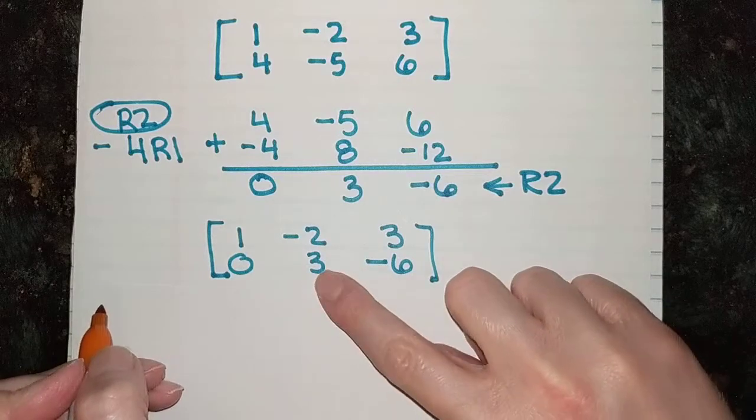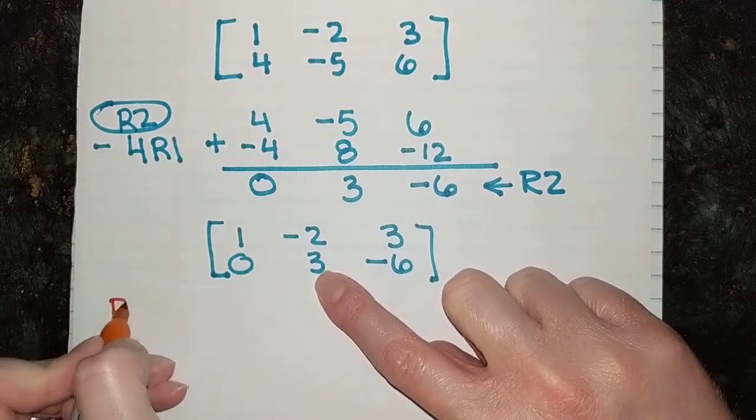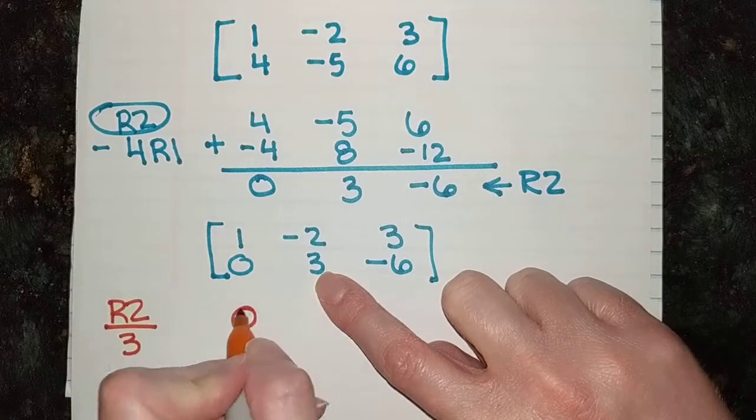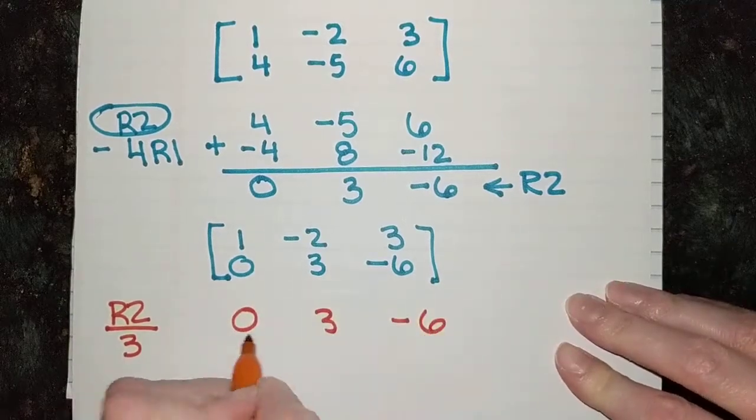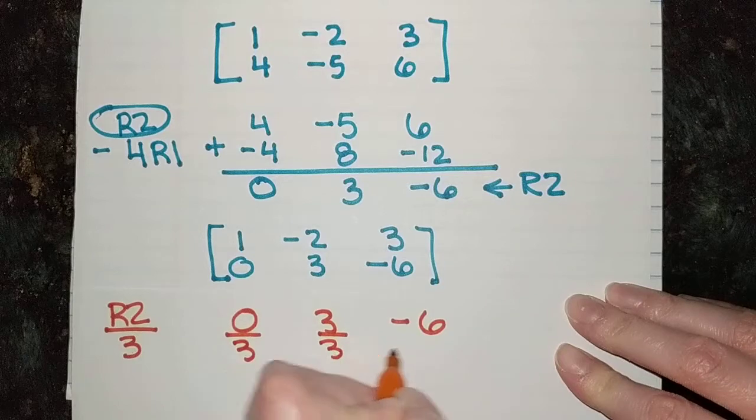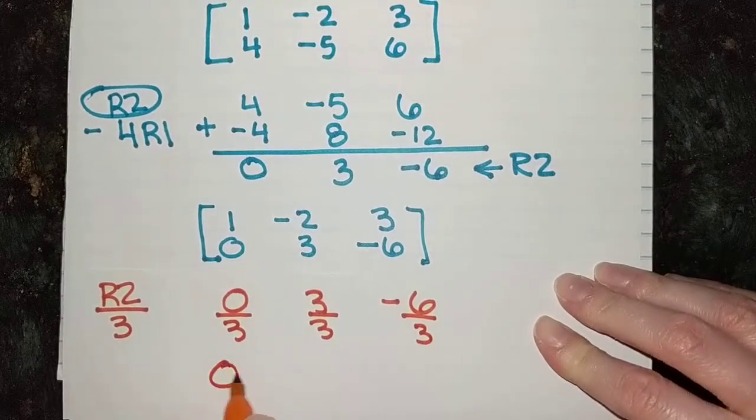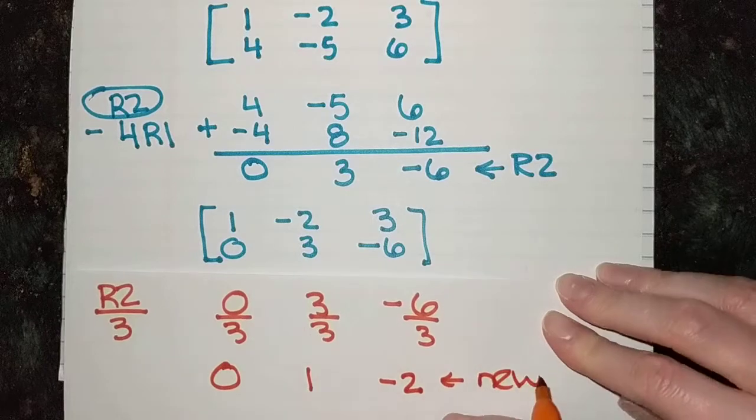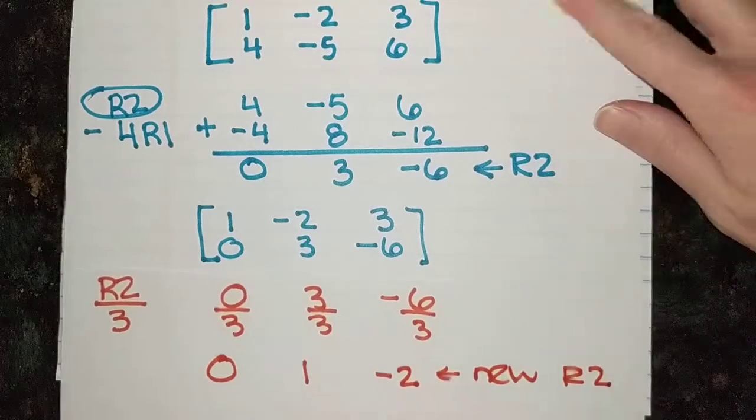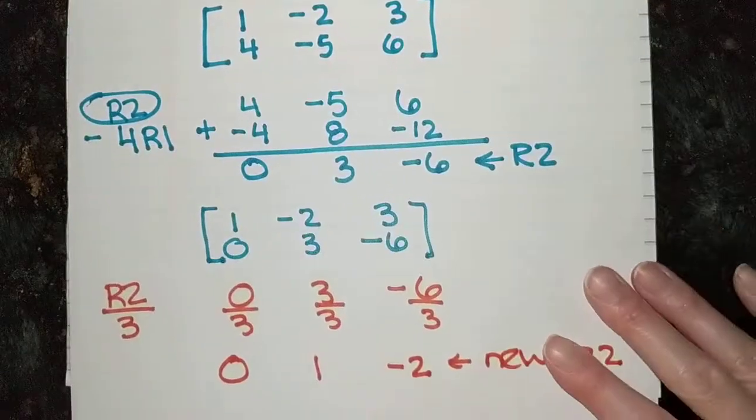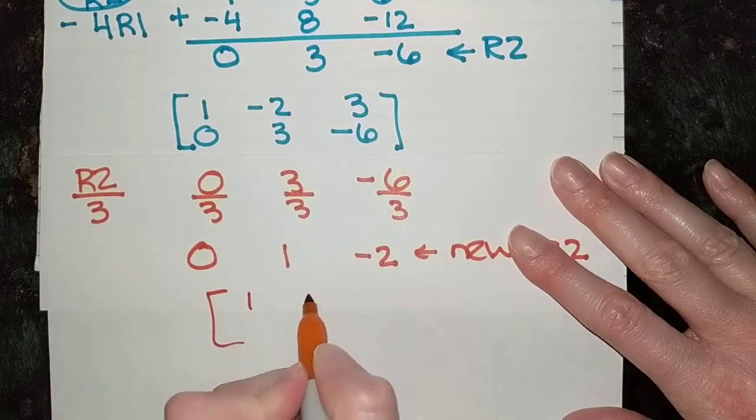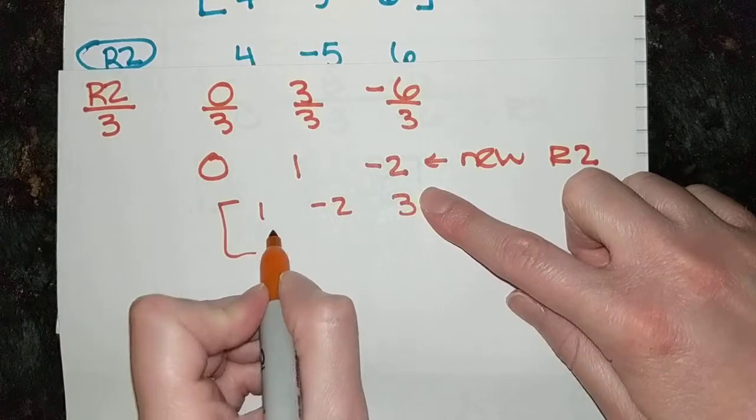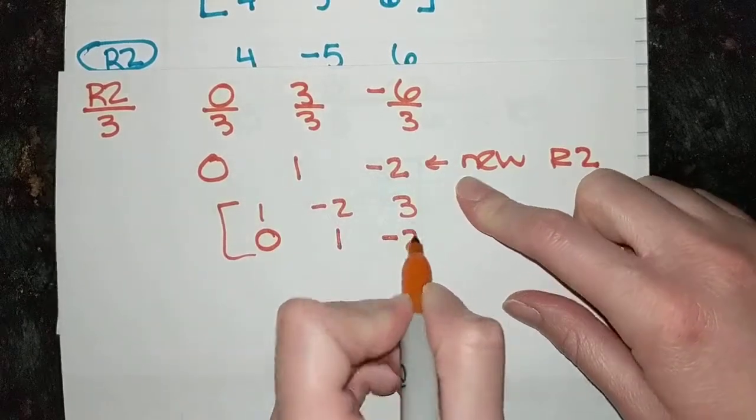So I start with how do I make this a leading 1. To do that, I would have to take row 2 and divide it by 3. So I'd have 0, 3, -6, divide by 3, divide by 3. That gives us 0, 1, -2. So this would be my new row 2. So my matrix would look like 1, -2, 3, and then my new row 2 would be 0, 1, -2.